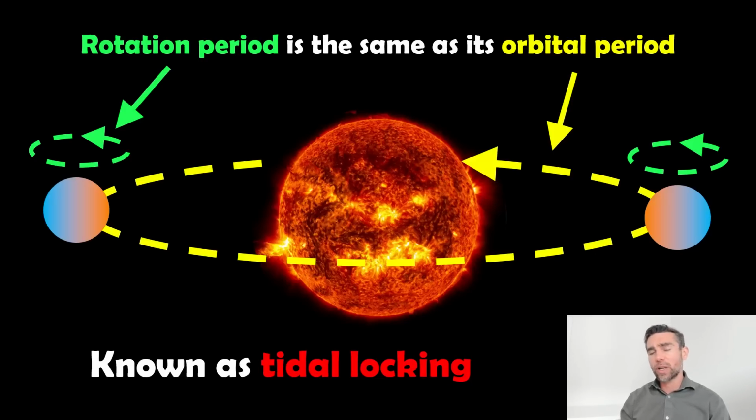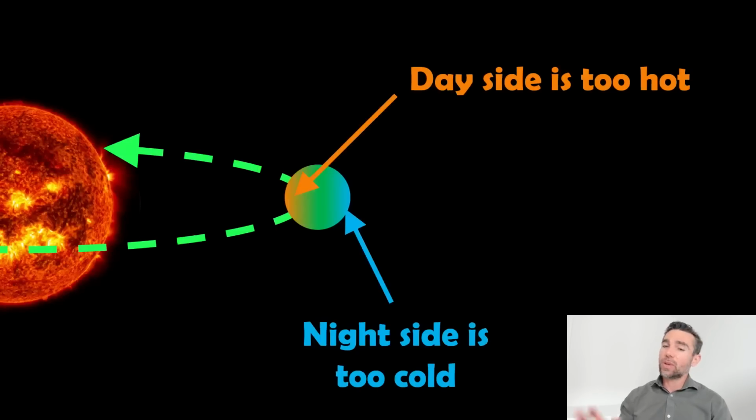This is known as tidal locking. So you've always got that same face facing towards it. That means that you're only going to get the starlight hitting one side of the planet. What does that do? Well, your day side is going to be too hot and your night side is going to be very cold. So you've got a huge difference in temperature there.